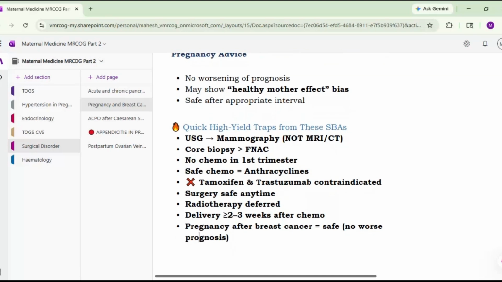No worse prognosis. So that finishes this Green-top guideline on breast cancer and pregnancy.